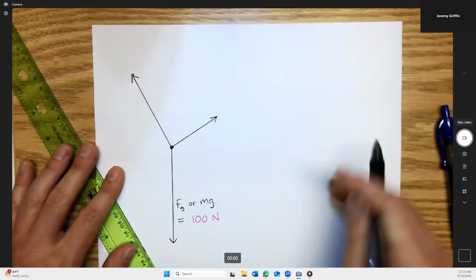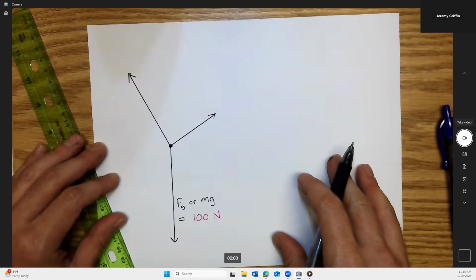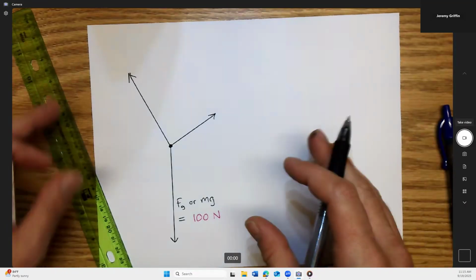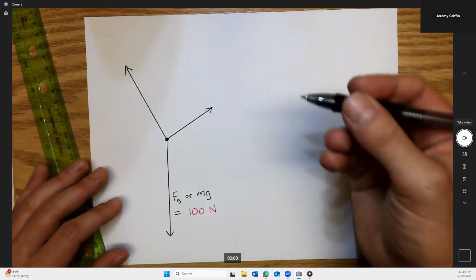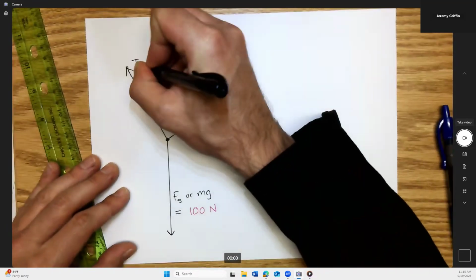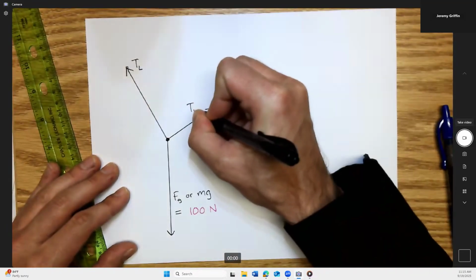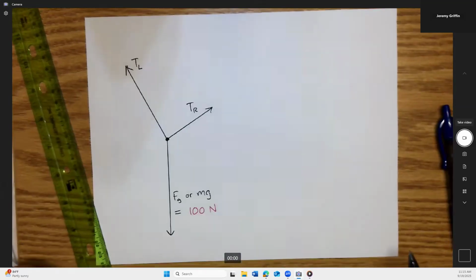Okay. Guys, copy as closely as you can what I've drawn. There's a reason I've drawn it this way with those relative magnitudes, and you'll see as we start solving this, it'll emerge why I drew those like that. I'll call this tension on the left side, and I'll call this tension on the right side. Okay, so tension left, tension right.